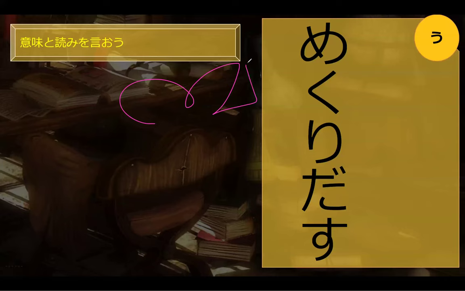Can you read this word for me? Mekuru, mekuri dasu. Any idea what dasu means? Dasu is from coming out, to bring something out, or to make something appear. So here it is mekuri, flip, bring something out. Or dasu can mean start. That is correct. In this case, it's to start.